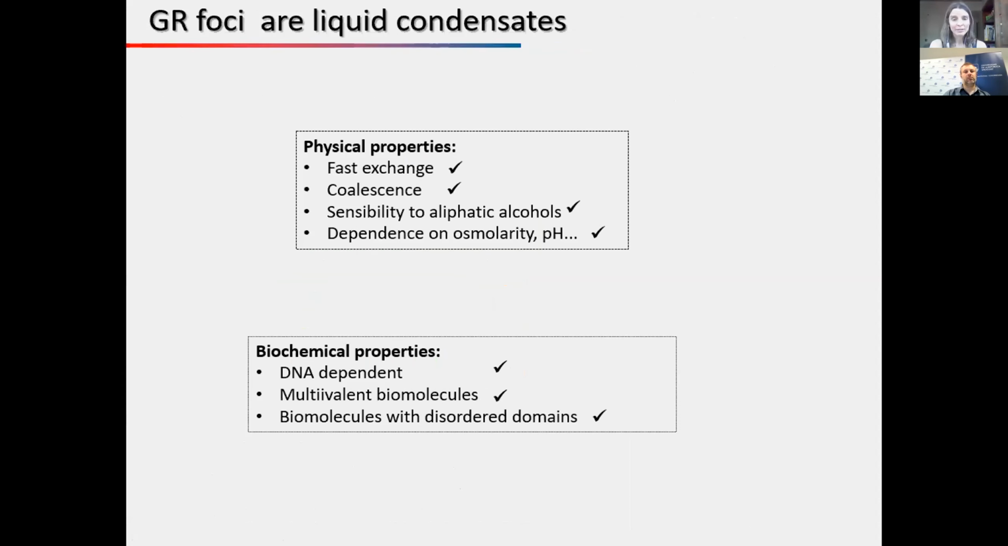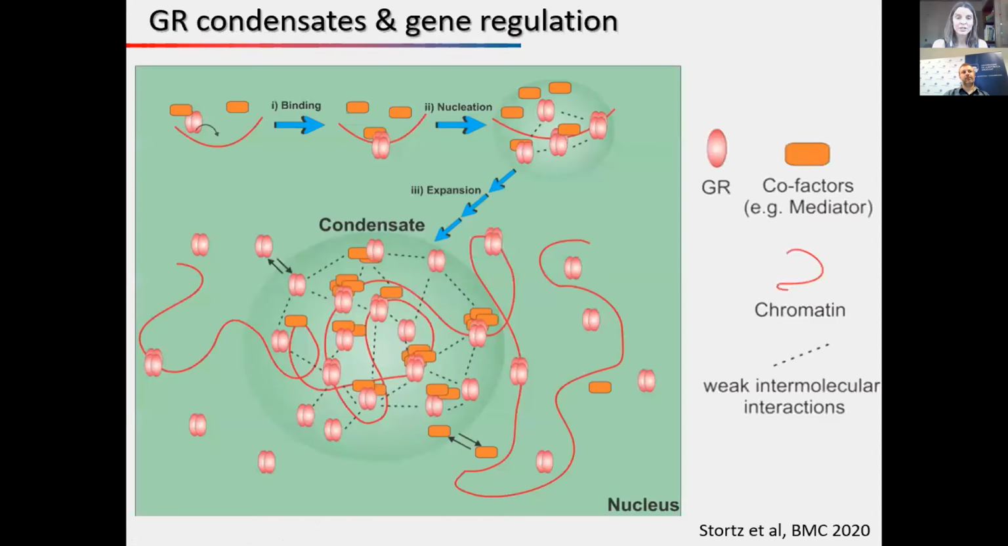So finally, we observe that many properties of GR foci, these physical properties and biochemical characteristics, are compatible with liquid condensates. So we imagine that GR foci form like in this mechanism I'm showing. You have the GR here, it attaches to a certain binding site in the DNA, and it interacts with other molecules, starting a nucleation process. This initial nucleus starts to expand, finally forming the condensate.